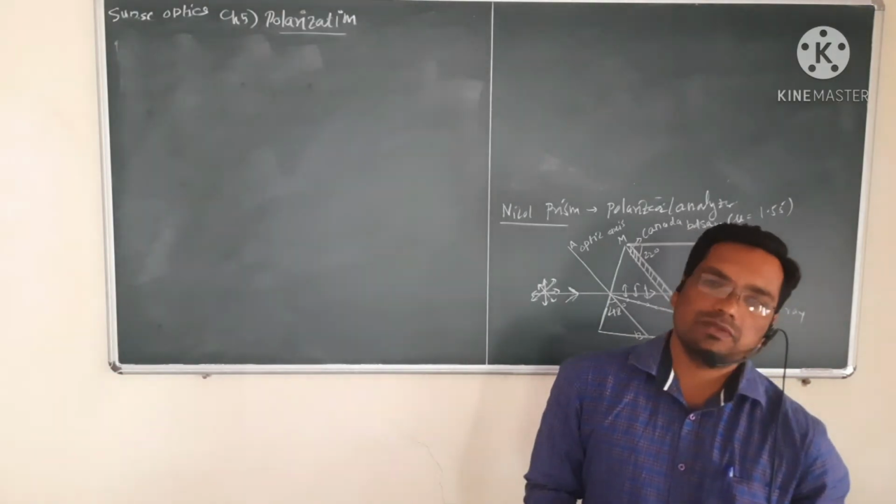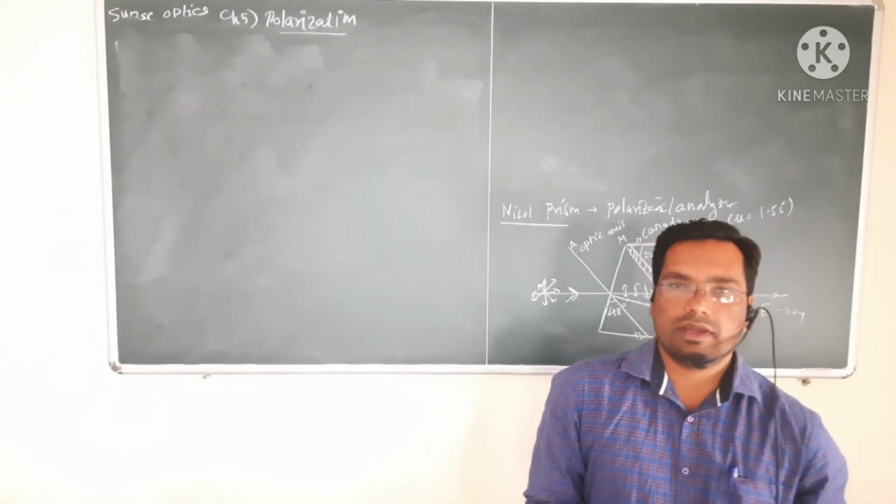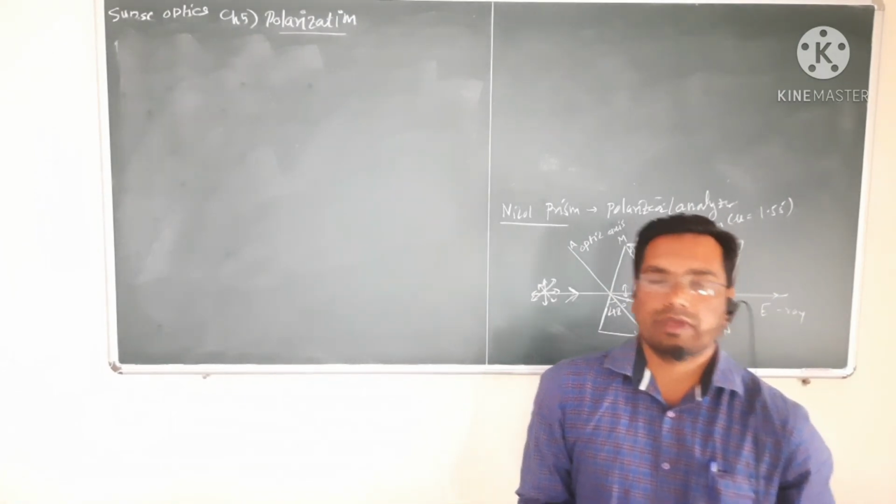Okay, then the last one we have studied is the Nicol prism, which can be used as a polarizer or analyzer in the laboratory. Okay, thank you.